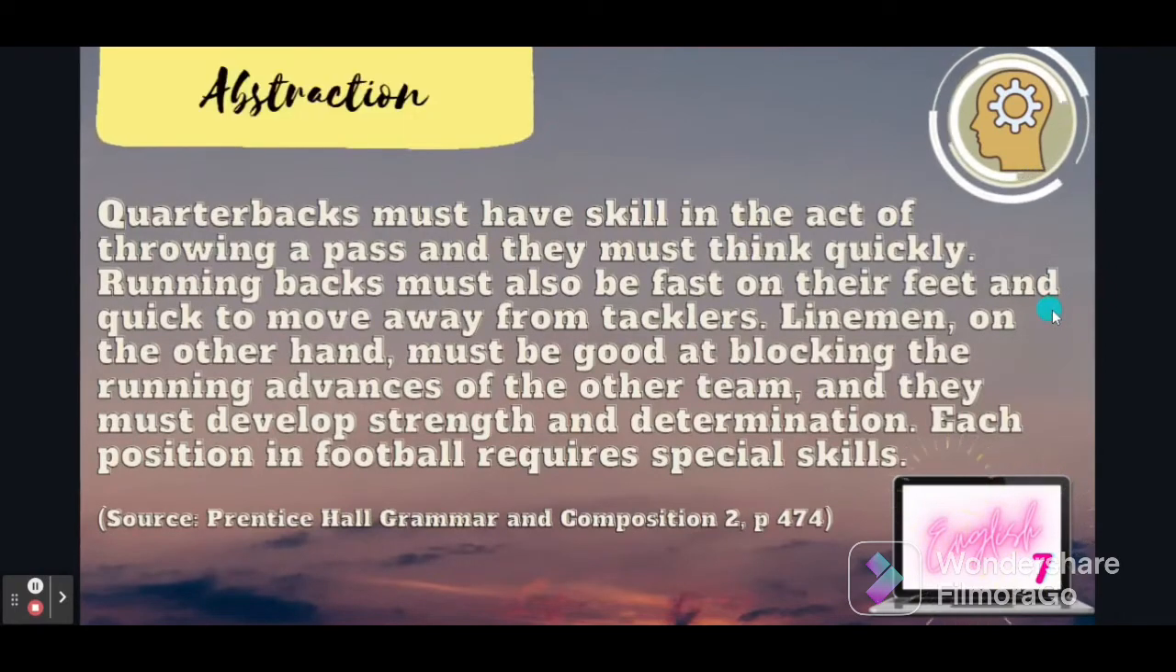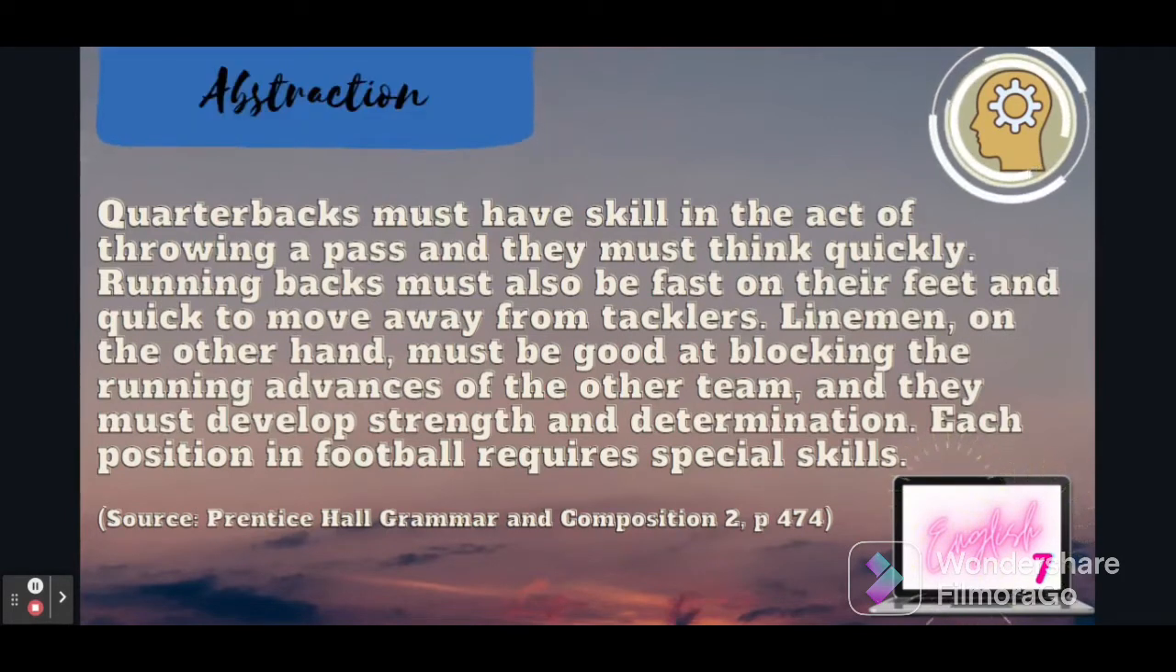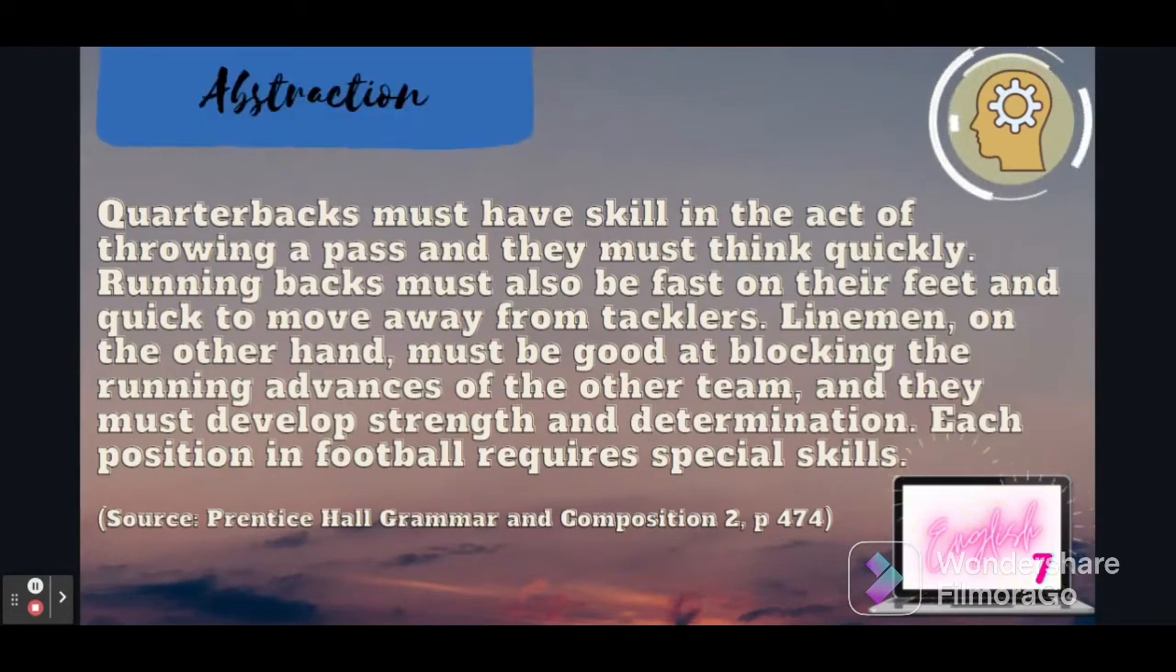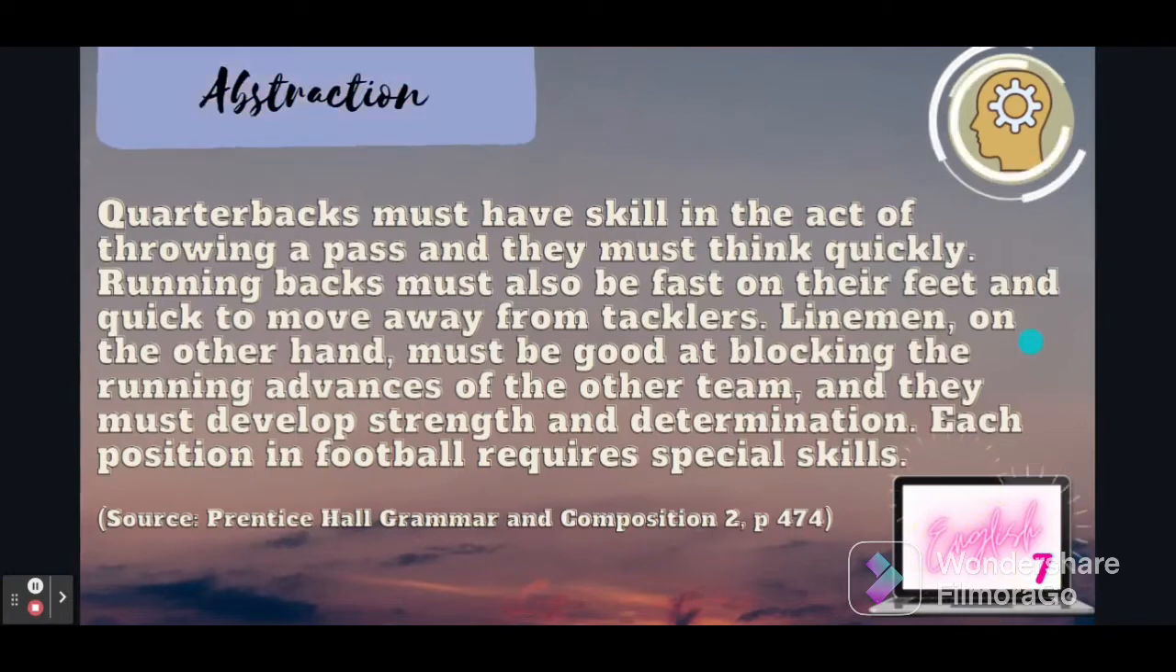How about this paragraph? Quarterbacks must have skill in the act of throwing a pass and they must think quickly. Running backs must also be fast on their feet and quick to move away from tacklers. Linemen, on the other hand, must be good at blocking the running advances of the other team, and they must develop strength and determination. Each position in football requires special skills. What do you think is the topic sentence?